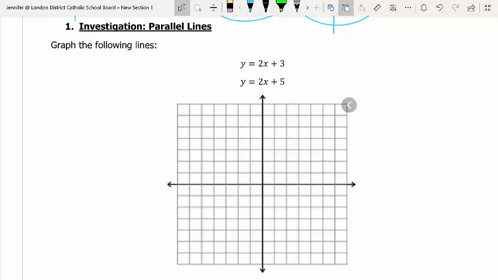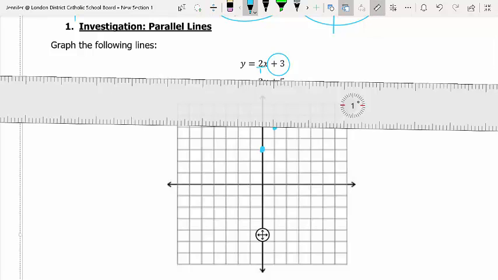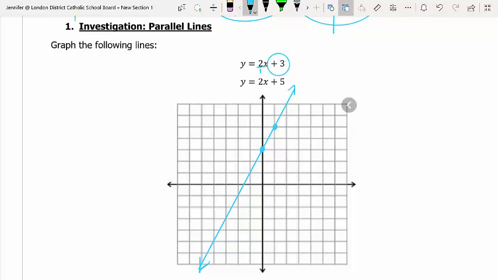So graph the following lines on the grid below you. So remember from the last lesson to graph one of these lines, first, plot the y-intercept, and then move according to the slope. So this slope is 2 over 1. So rise is 2, run is 1. So I'm going to go up 2 and to the right 1. There's my second point. Now I connect the dots. And remember, I'm going to extend my line all the way through.